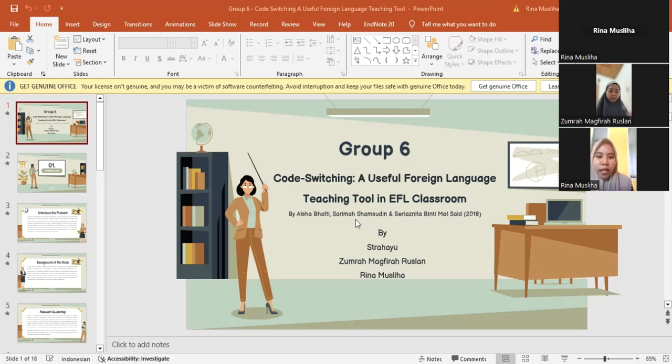My name is Ramsliha, moderator for this presentation today. For this section, my group, group 6, will present the article with the title "Code Switching, a Useful Foreign Language Teaching Tool in EFL Classroom." The presenters today are Sirhayu, Sumramakra Ruslan, and Esmi Rina Musliha.